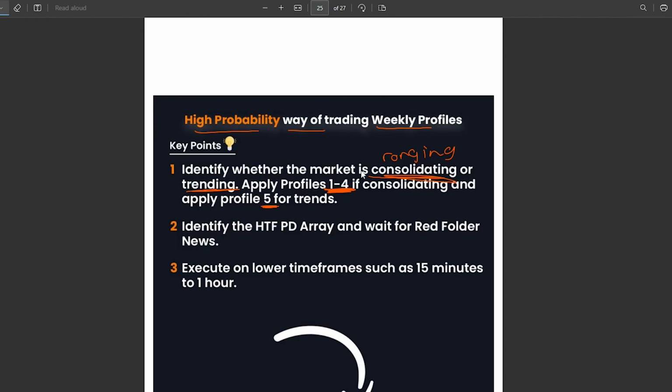After deciding which profile you have to apply, identify the higher time frame PD array and wait for the red folder news to happen. After the red folder news has happened and the price has taken out the higher time frame PD array, look for execution on lower time frames such as 15 minutes and 1 hour. Okay, so let's move on to an example of how I would trade weekly profiles in a high probability manner.